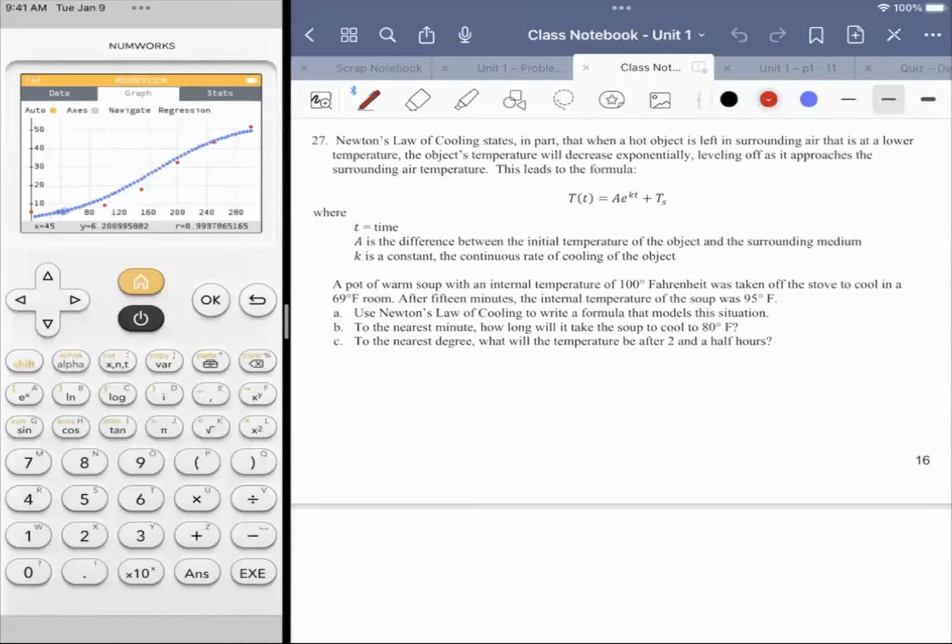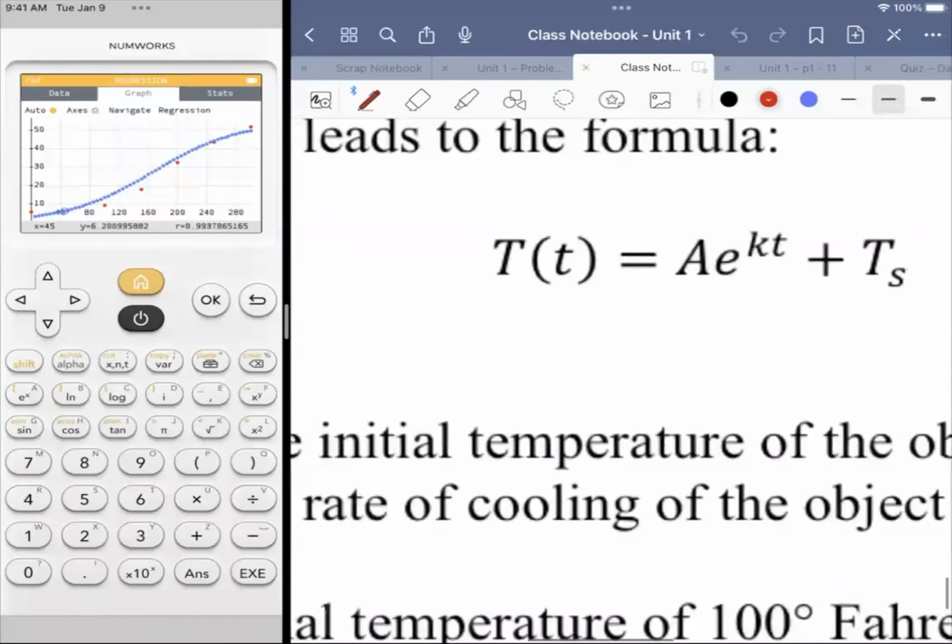That's kind of neither here nor there. It's more like, all right, we have a formula. We can use that formula to answer some questions using pre-calc concepts. So it's capital T of lowercase t is equal to A e to the kt power plus T sub S. The lowercase t is time, so it's temperature as a function of time.